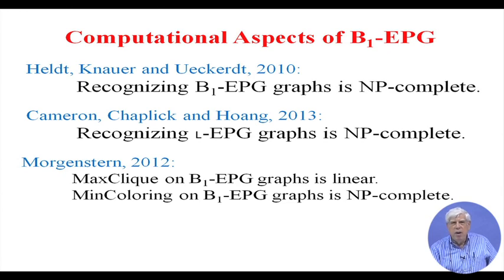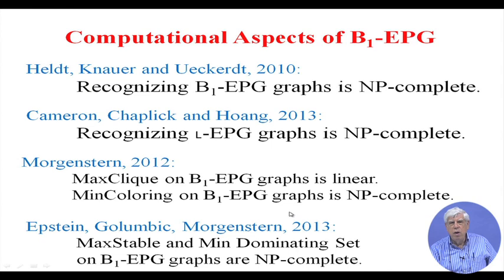And my colleague, Gila Morgenstern, showed that max clique on B1-EPG is linear, and min coloring on B1-EPG is NP-complete. We then continued that line of research with a graduate student, Dror Epstein, and showed that the maximum stable set and also the minimum dominating set on B1-EPG are also NP-complete.